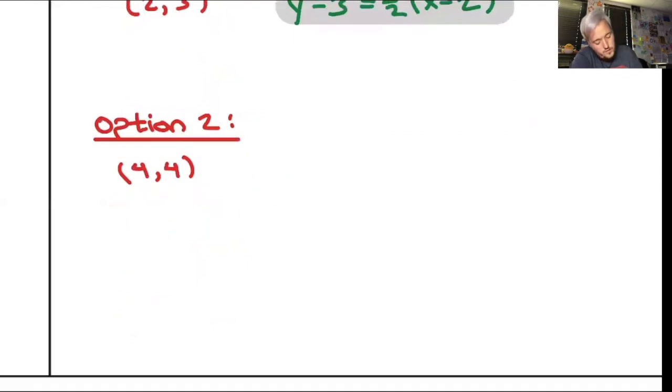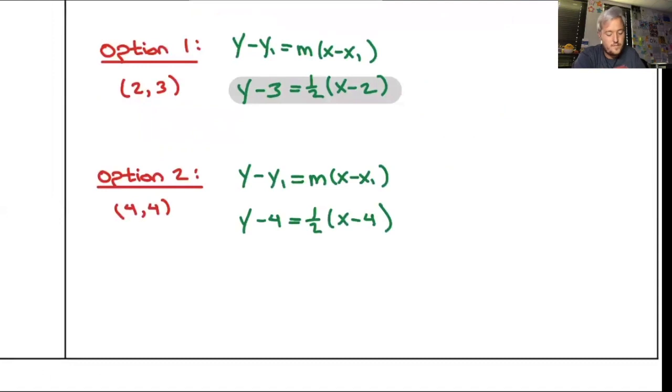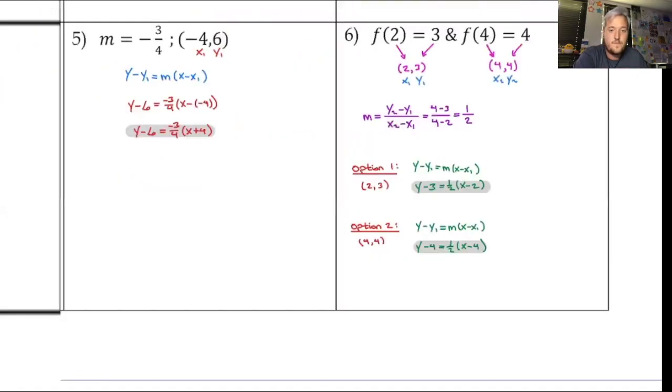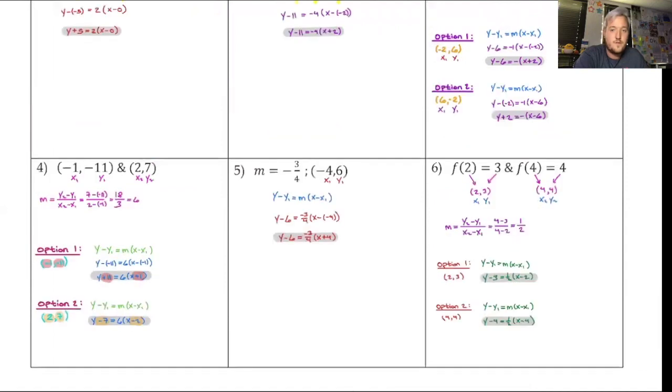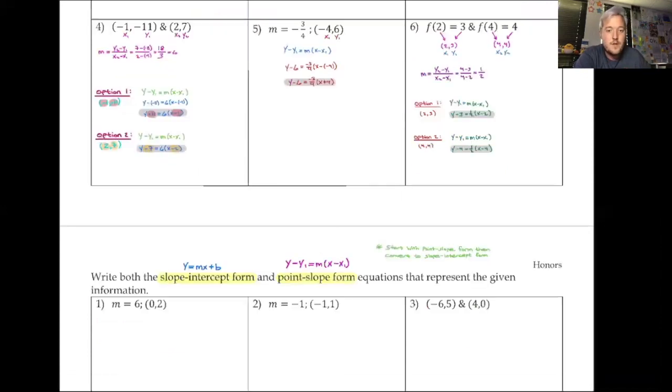All right, now for option 2 over here, y minus y1 equals m times x minus x1. So I'm going to have y minus 4 equals 1/2 x minus 4. So once again, not subtracting a negative, so there's no simplifying. All right, so there's the first 6. So really these are just writing it in point slope given whatever we have.